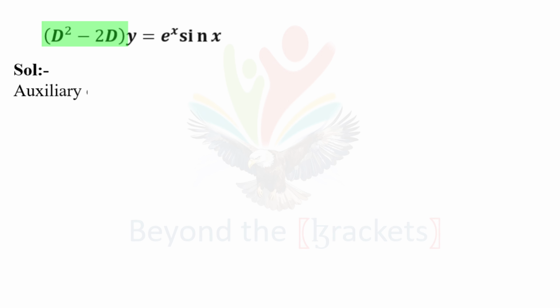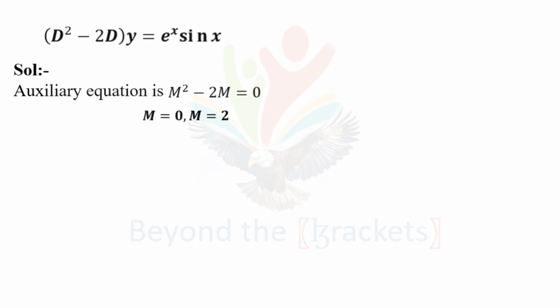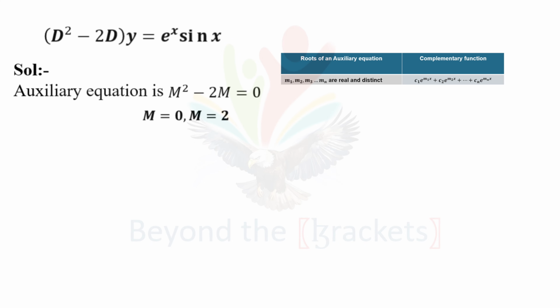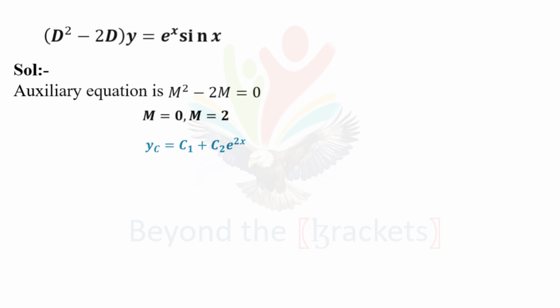Its auxiliary equation is written by replacing D with m and equating it to 0. So we get m square minus 2m equal to 0. The roots of this equation are m is equal to 0 and 2, which are real and distinct. The complementary function for these roots will be c1 into e power 0x, that will be written as c1, plus c2 into e power 2x. Taking the particular integral yp is equal to a into u plus b into v, where u will be the coefficient of c1, that is 1, and v will be the coefficient of c2, that is e power 2x.